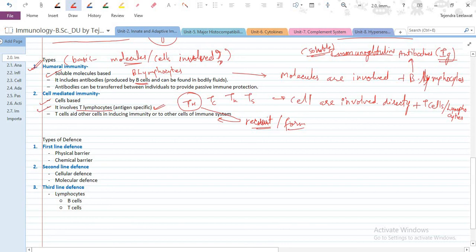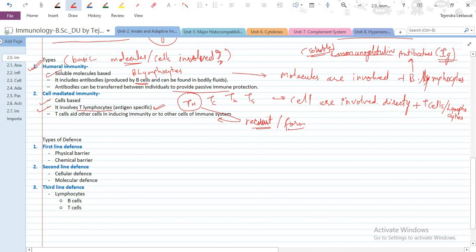In case of humoral, these are involved in the production of antibodies that are soluble. Antibodies can be transferred between individuals to provide passive immune response, and that is a very important factor, as I told you in the earlier concept about passive immunity and active immunity. Suppose these immune responses are created in my body, and some person extracts those antibodies and provides them to you for fighting a similar disease. It will be passive immunity for you, because you did not create those antibodies, but it is active immunity for me because I created them.